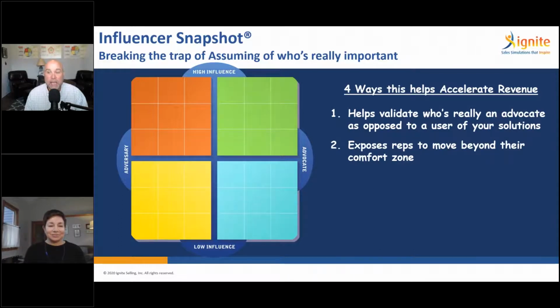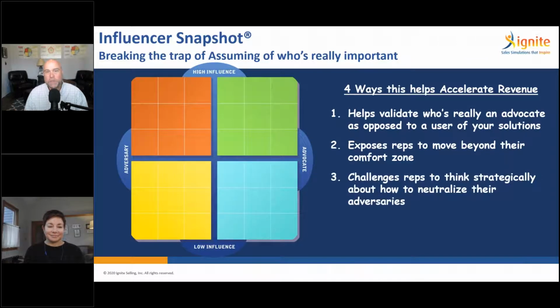All kidding aside, I do believe human nature is that we want to hang out with people that are nice, people that like us and people that we like in general. But that doesn't necessarily mean that that's going to help us accelerate an opportunity from the early stages all the way to a fully adopted client, to a contracted client. So it helps us step outside our comfort zone by identifying who really is involved. It challenges the reps to think strategically about how to neutralize their adversaries.